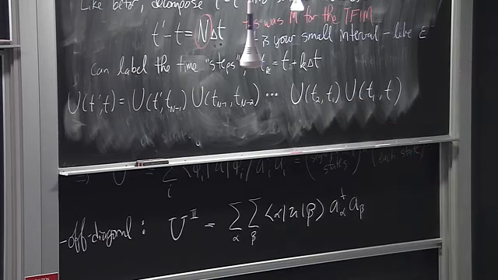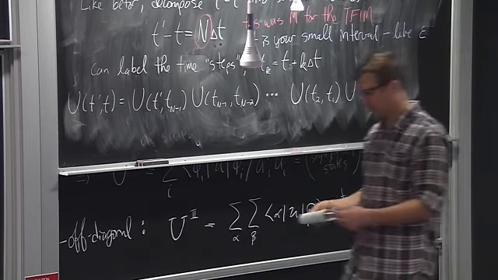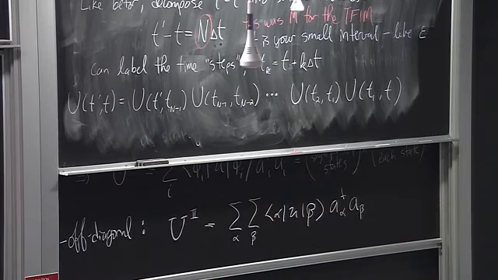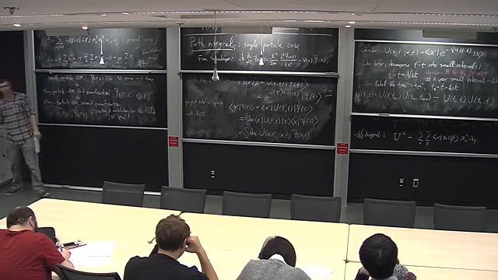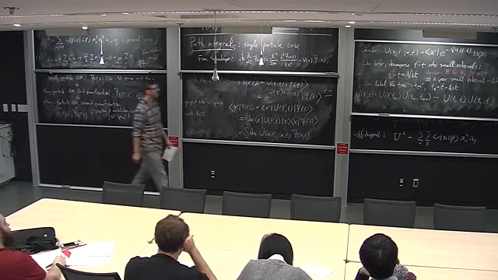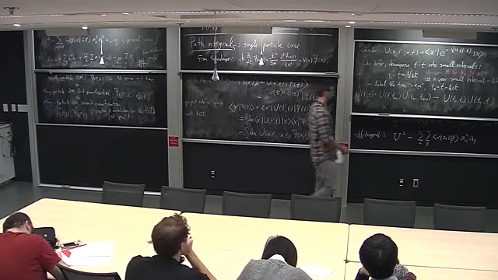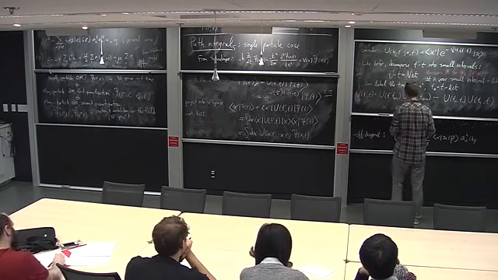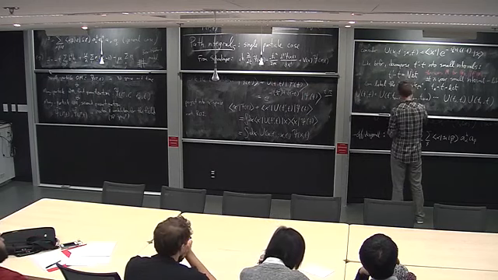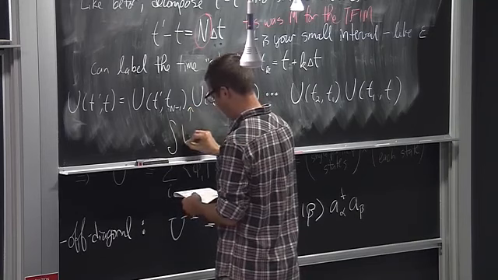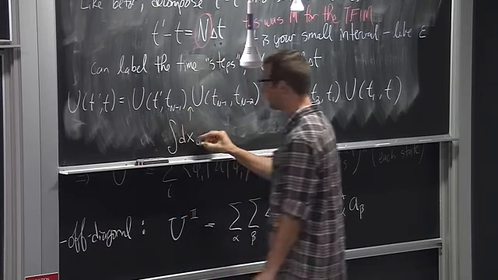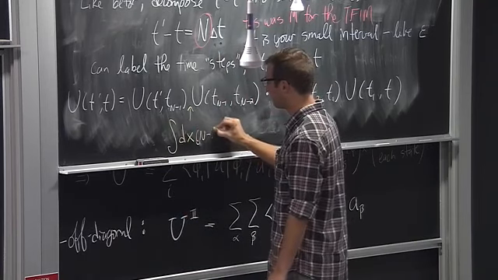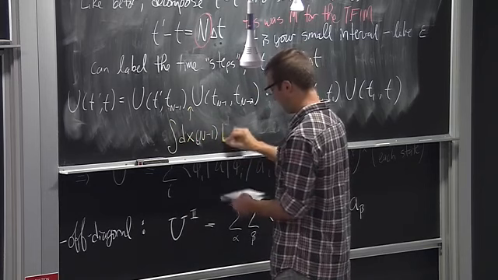And now what I want to do is insert resolutions of the identity in position space between every single one of those time evolution operators. So I have N minus 1 of them. The first one I'll insert here. I've got to label my x's, which is annoying. But what else can you do?